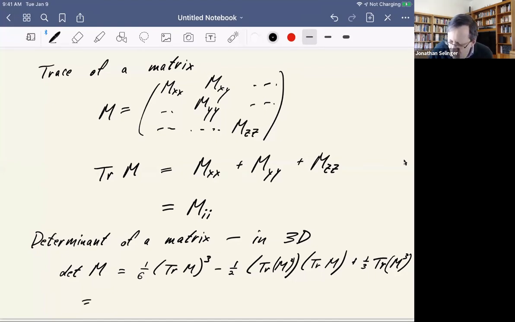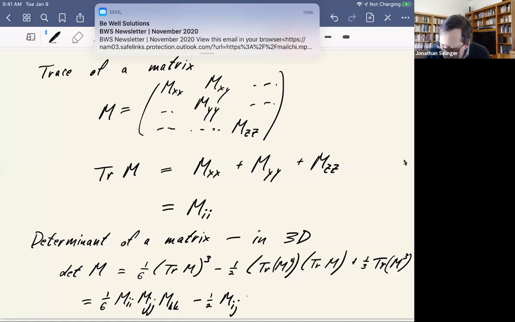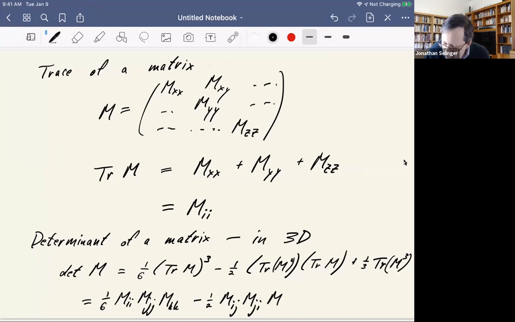And then if you express each of these things in excruciating detail, that is 1/6 of M_II M_JJ M_KK, minus 1/2 M_IJ M_JI M_KK, plus 1/3 M_IJ M_JK M_KI. Yeah, this is not a really commonly used thing in tensor operations, but it's good to know that it exists in case you ever need it.